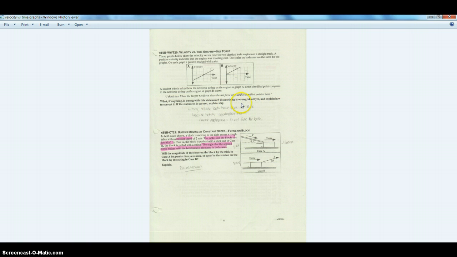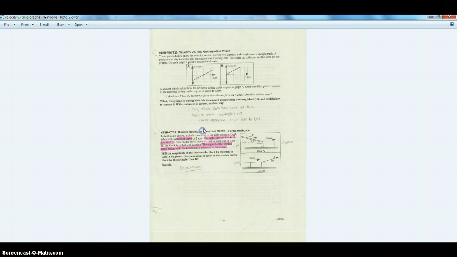If anything, identify it. I put it's wrong because they both have the same net force, because both accelerations equal 0. So constant velocity, acceleration equals 0, net force equals 0, which goes for both the graphs. And that is because of the law that if acceleration equals 0, net force equals 0.